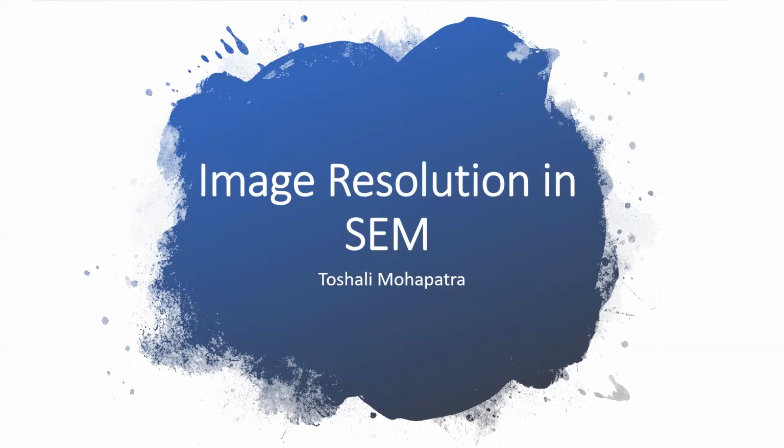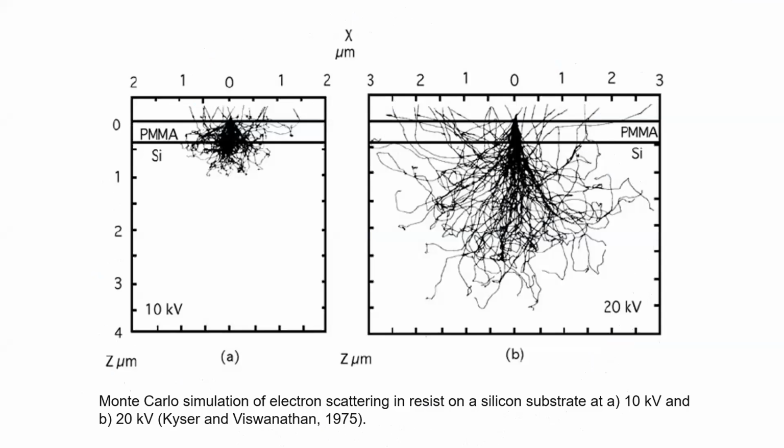To fully understand the contrast of the SEM image, we must understand the principle of the formation of an SEM image. So, interaction of electrons with specimens. The scattering range of electrons inside the specimen is different depending upon the electron energy, the atomic number of the elements making up the specimen, and the density of the constituent atoms.